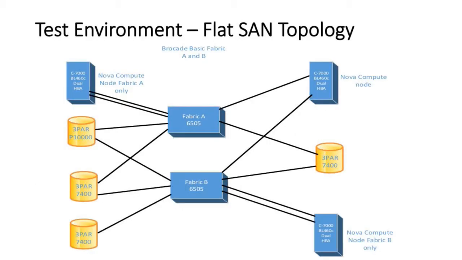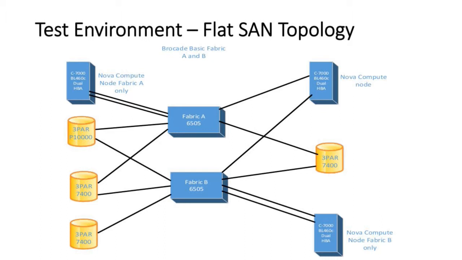So what I'd like to do is talk a little bit about our test environment and the reference architecture that we'll be using. My colleague, Garth Booth, will be going through an actual demo of this environment. What you're looking at here is a basic SAN topology with an A and B fabric, composed of Brocade Gen 5 Fibre Channel switches with 3PAR arrays.